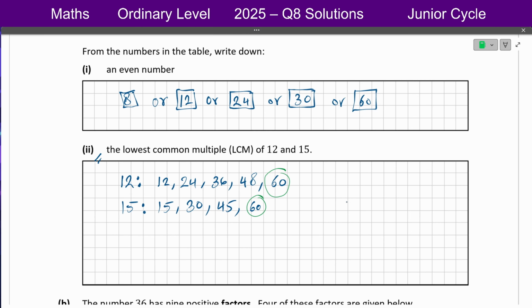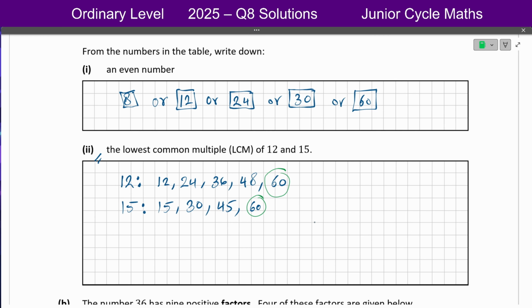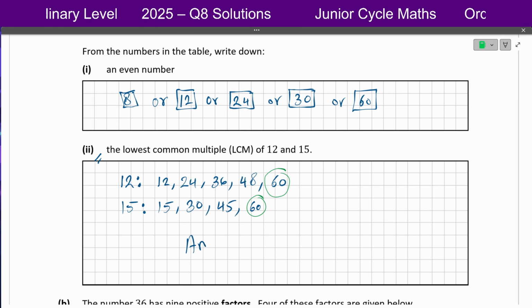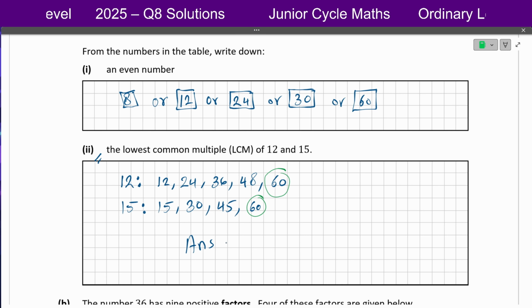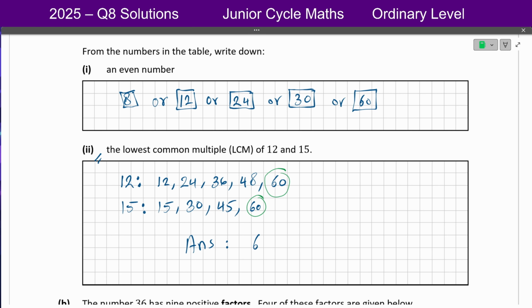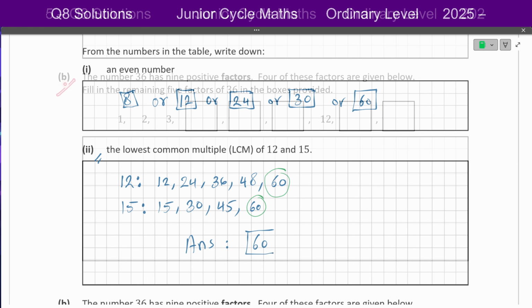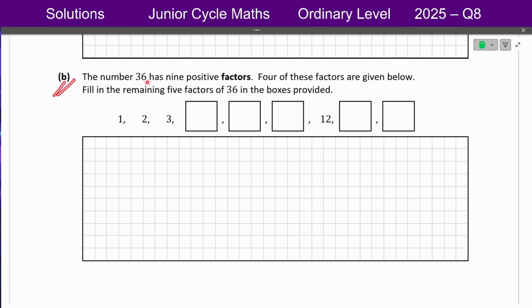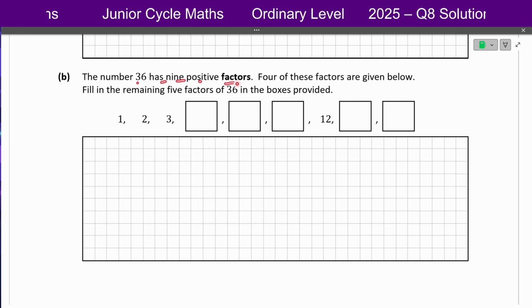So we can just say the answer is very simple. We can say the answer is 60, right? In section B, it says the number 36 has 9 positive factors.